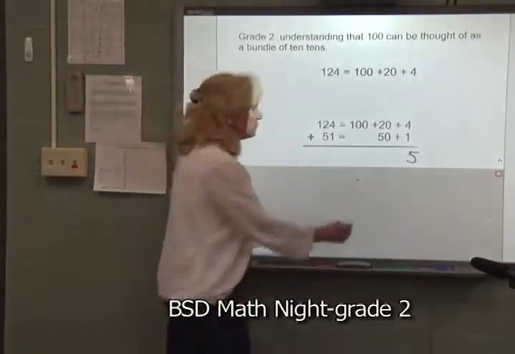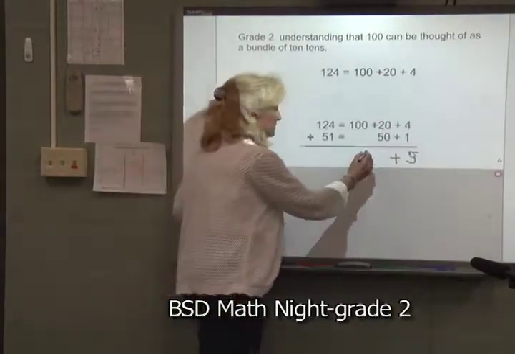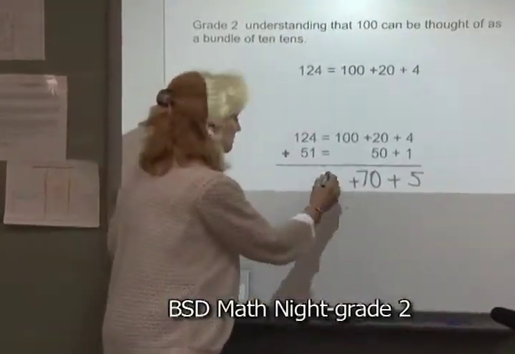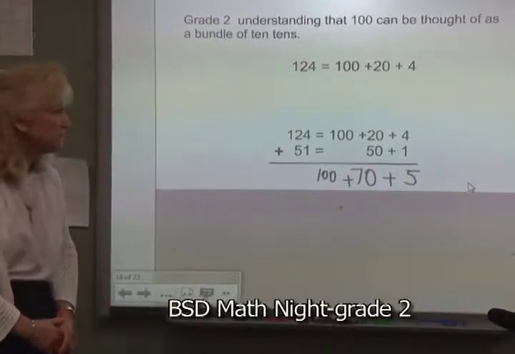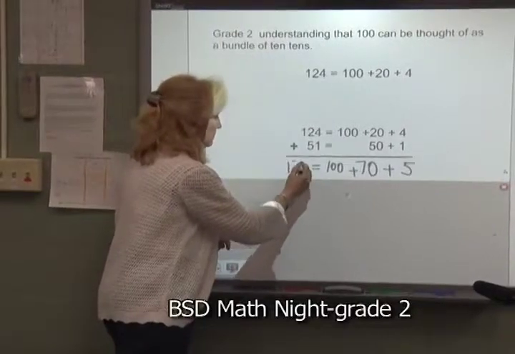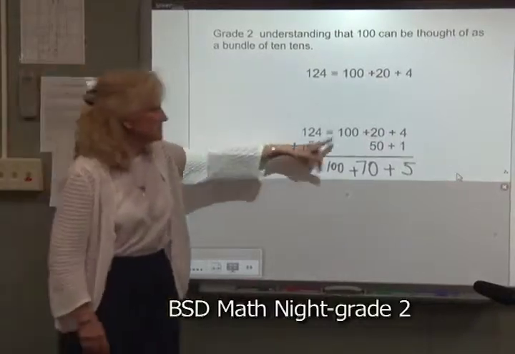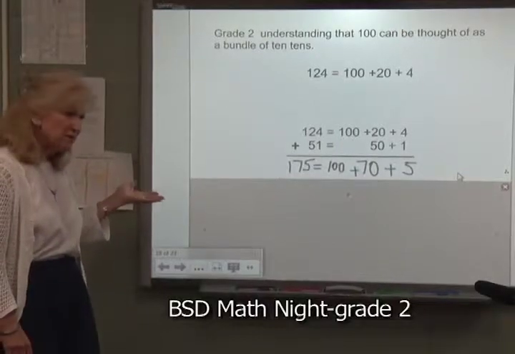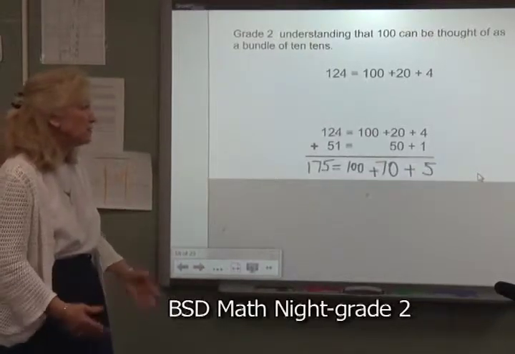4 and 5 is 9. My 1s are added. Grouping my 10s together, 20 and 50, 70. And I have no hundreds in 51. My answer for 24 plus 151 more is 175. This is expanded form addition. It's what you're going to see first grade, second grade. You'll see this in second grade with numbers within 100 and over 100.